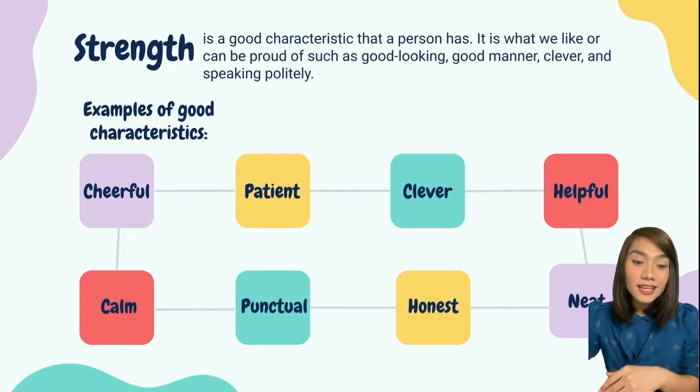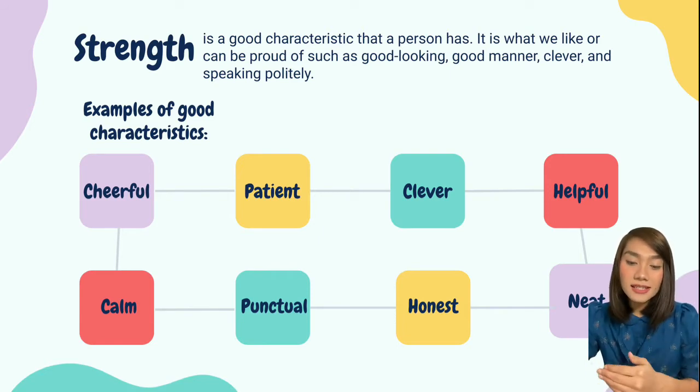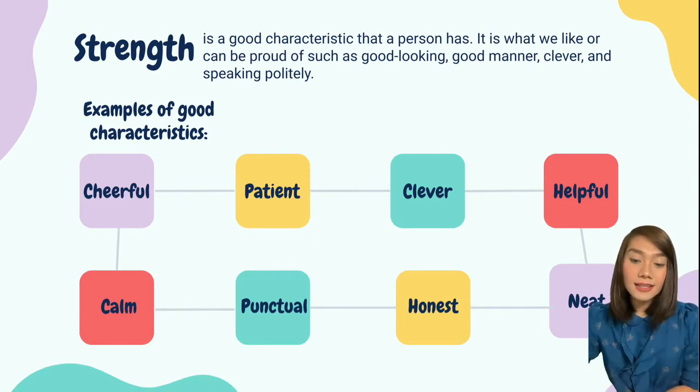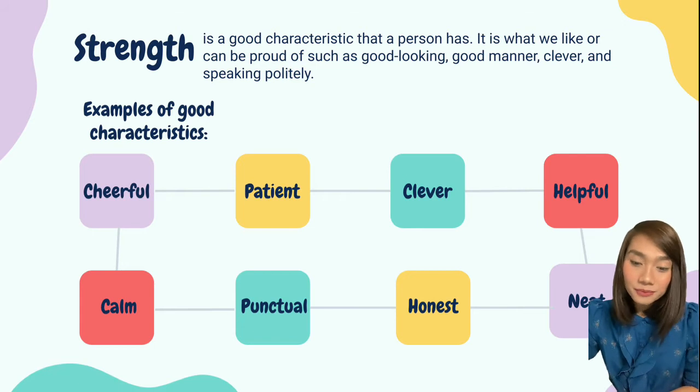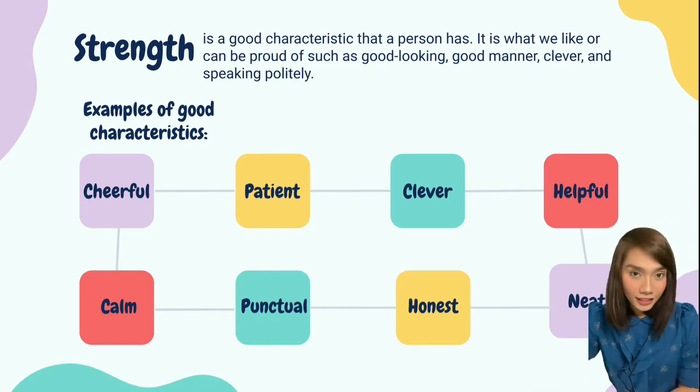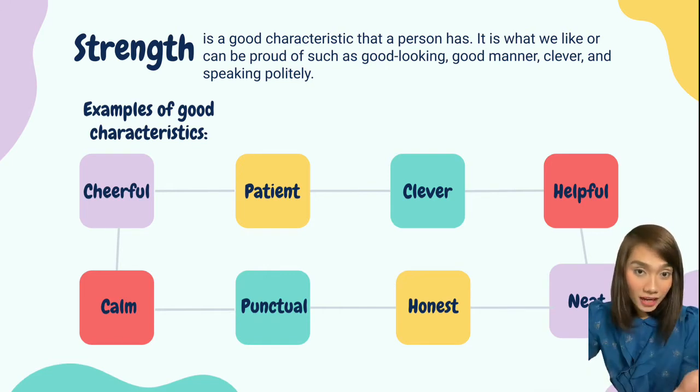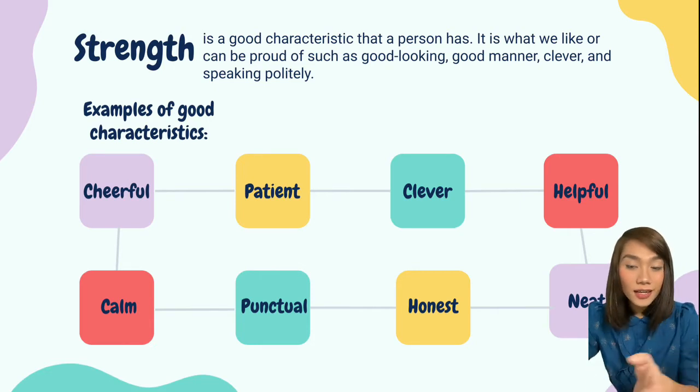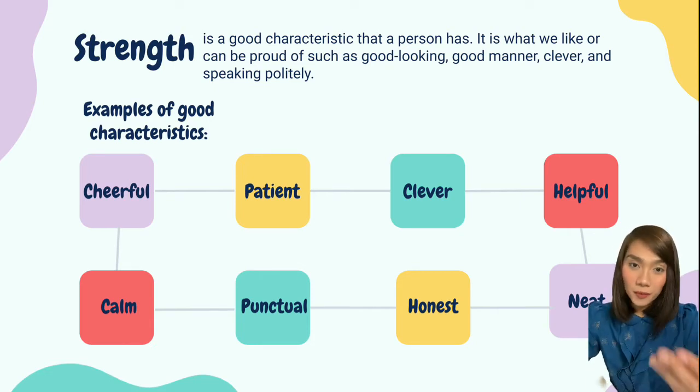Now, strength is a good characteristic that a person has. It is what we like or can be proud of, such as good looking, good manner, clever, and speaking politely. One more time, repeat after me. These are the characteristics that we are good at, okay? First, we are good looking, good manner, clever, and speaking politely.